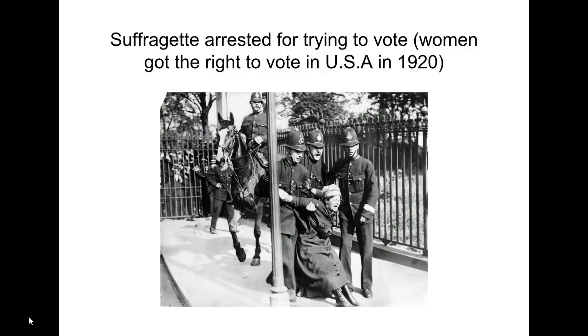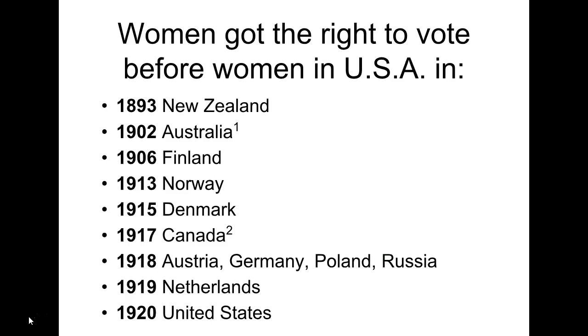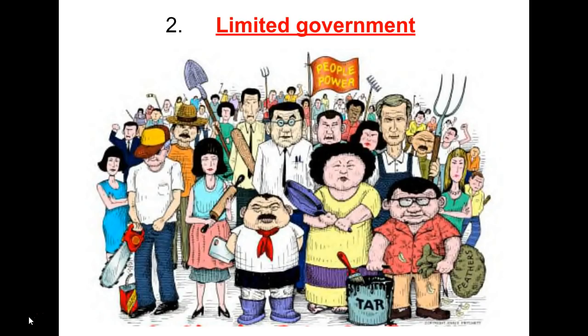Women got the right to vote in the USA in 1920. Just some side information that I think it's good to know, where we stand in the world. Oftentimes we think that we are thought leaders in democracy, but actually women got the right to vote after several other countries. New Zealand was the first to give women the right to vote in 1893, followed by Australia. And you can see that we are way down on the list of countries that gave women the right to vote. So I just think that's interesting to note.